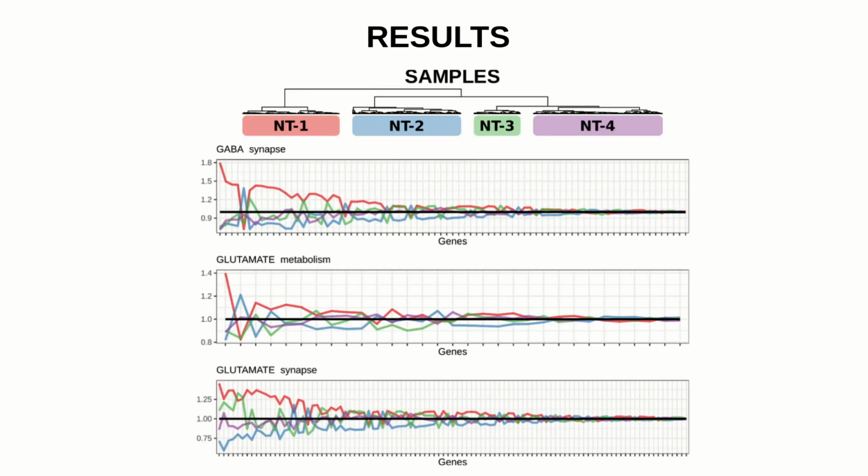When looking at the GABA and glutamate expression levels, we noticed that NT2, in blue, was associated with the lowest expression of these neurotransmitter genes, whereas NT1, in red, was associated with an overexpression of these genes. NT3 and NT4 clusters show intermediate levels of expression.